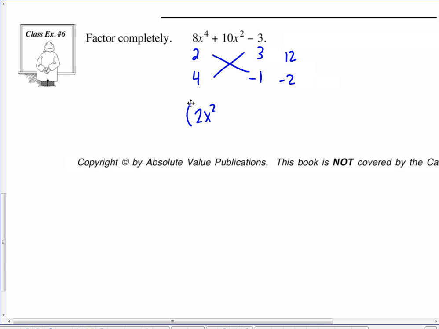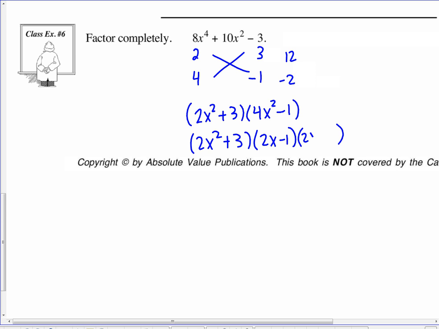2x squared plus 3 minus 1. Are we done? I know to check because of the x squared. Is one of those a difference of squares? The second one, what does it factor to? 2x minus 1, 2x plus 1. We're done. Okay. Could you check your work? Yeah, you could test it in your calculator, right?